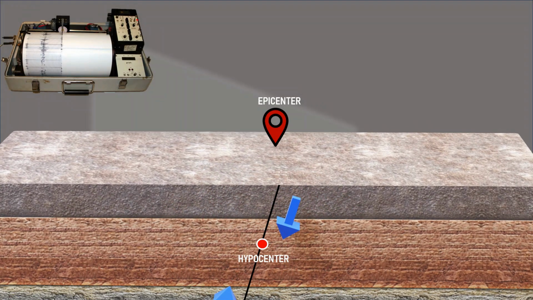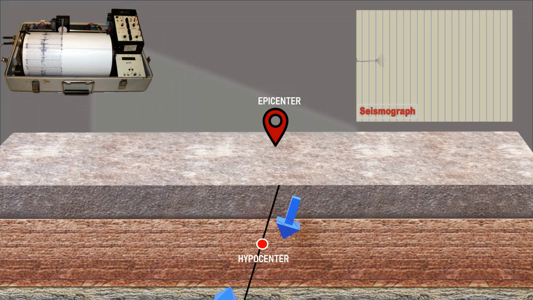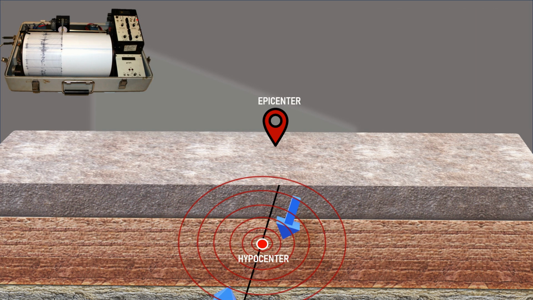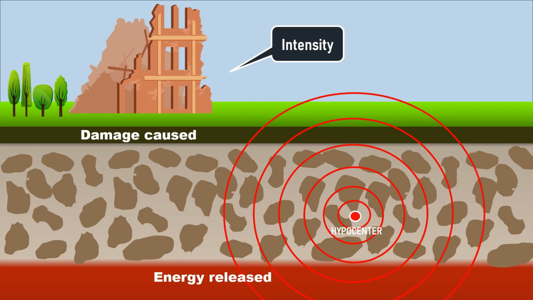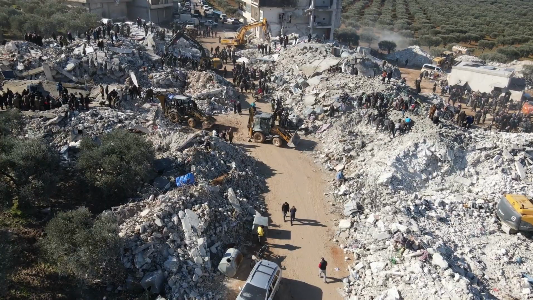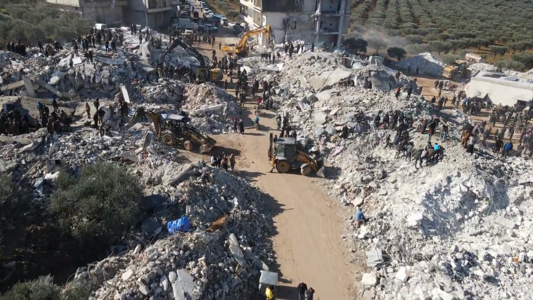With the invention of seismographs, it became possible to actually measure the ground's motion using instruments. This measurement, calculated from seismic records, is called magnitude, and it represents the earthquake's true power at its source. Both intensity and magnitude give important, but different, information about an earthquake's strength. That's why scientists use both to fully describe how severe an earthquake is.